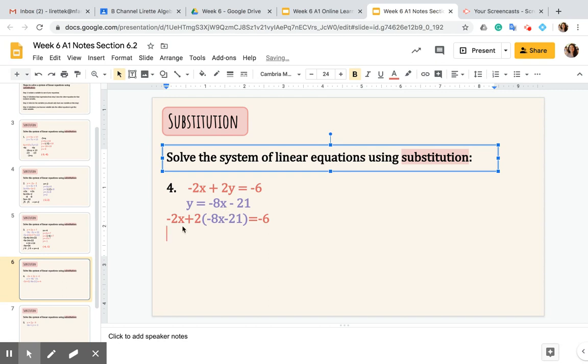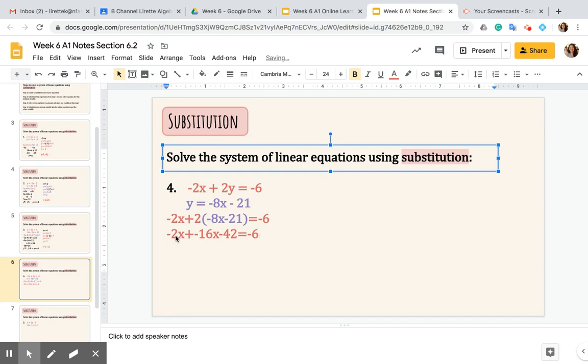All right, so step 2 for solving here, I'm going to have to distribute by taking this +2, which is touching the parentheses, and multiply into each of these inside terms. 2 times -8x gives me -16x. 2 times -21 is going to give me -42, equals -6 comes down.